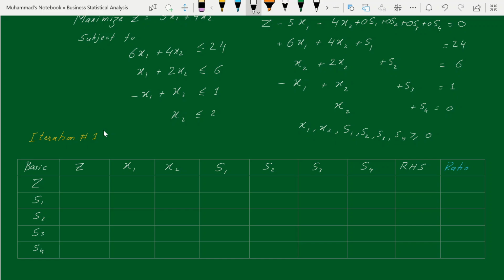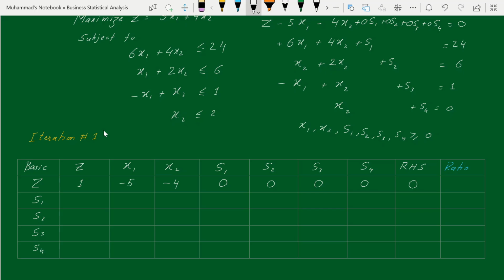Okay, so now let me write down the data in here. What is the coefficient of z? Coefficient of z is 1, so we write 1. Coefficient of x1 in the objective function is -5, so I write -5. Coefficient of x2 is -4, so I write -4. Then S1 is 0, S2 is 0, S3 is 0, S4 is 0, and on the right hand side you will see that we have a 0, so we simply write 0.